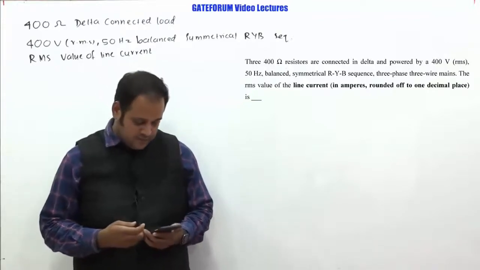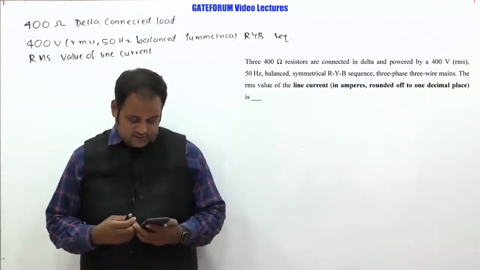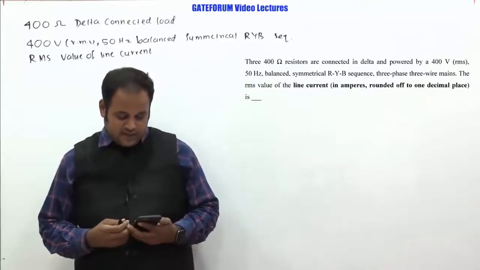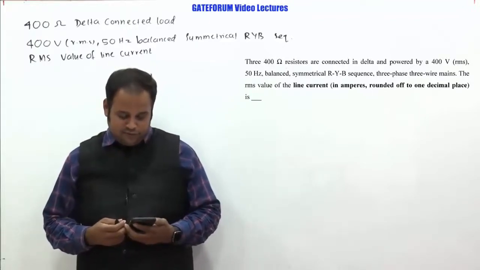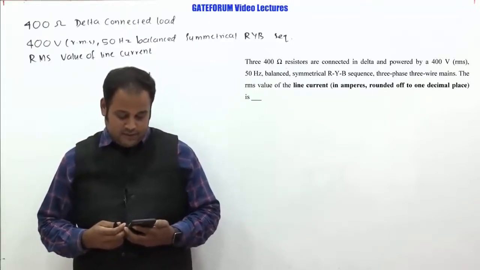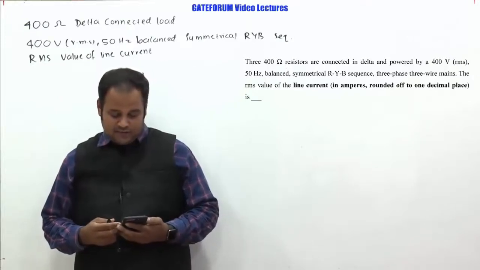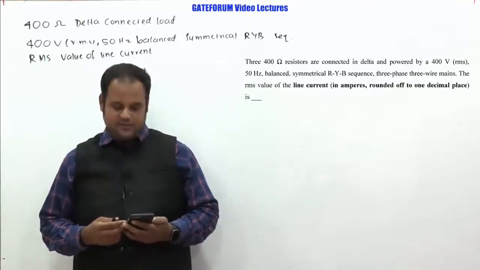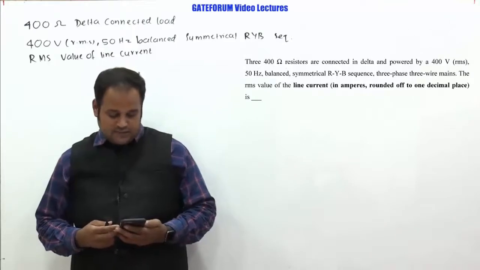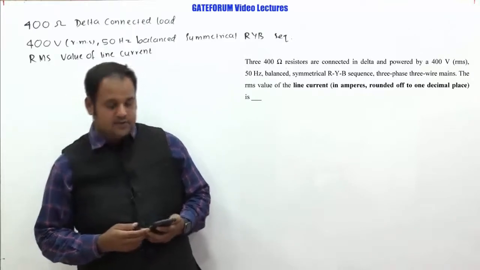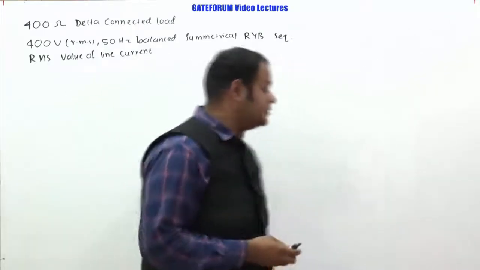It's up to you. The given question is: three 400 ohm resistors are connected in delta and powered by a 400 volt RMS 50 Hz balanced symmetrical RYB sequence 3-phase 3-wire mains. The RMS value of line current in ampere is how much? Okay, this is the question.